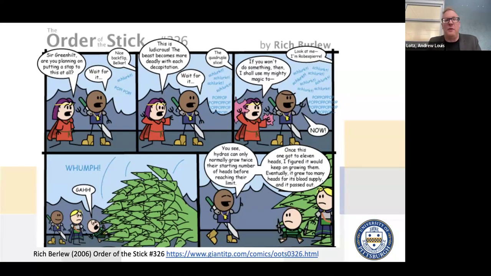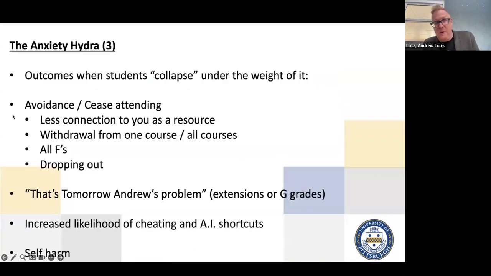The Hydra becomes more deadly with each decapitation. If we don't do something, why? They'll get out of control. And the humorous response is that once they got to so many heads, it grew too many heads for its own blood supply and it passed out. The Hydra got too big to sustain itself. That's kind of a humorous approach to it.